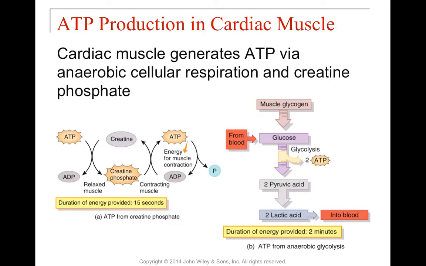So, as I mentioned, this costs so much energy. Cardiac muscle has to constantly create ATP. It does it on a steady basis. And it does that by anaerobic cellular respiration and also something called creatine phosphate. So we have a very short energy burst that we can get from creatine phosphate. So let's talk about this one first.